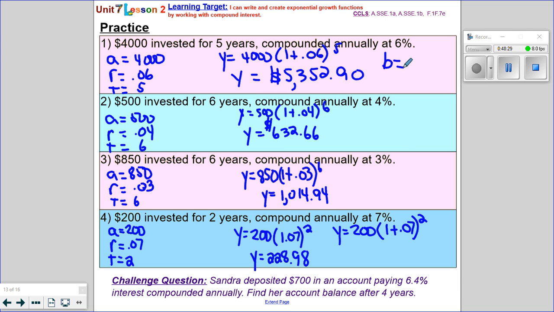Just remember also, if they ever ask you for the B, because they do ask you, this is big. If they ever ask you for the B, it's 1.06. The big B equals 1.04. The big B is 1.03. And in this way, the B is 1.07.